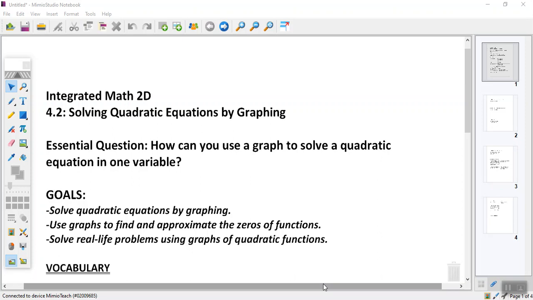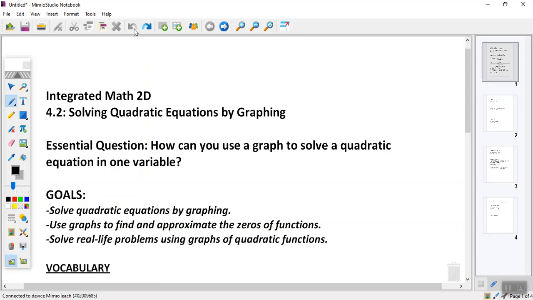Like I said, guys, decimals will be pretty important for you today in terms of what we're going to do, and we'll talk about what this is going to look like. But our job today is to solve quadratic equations by graphing. And that's just the question today: how can you use a graph to solve a quadratic equation in one variable?